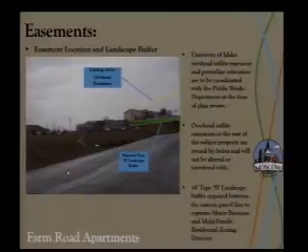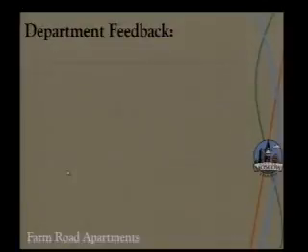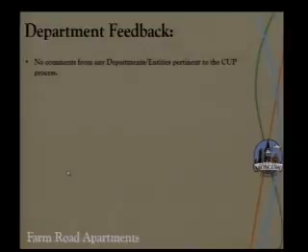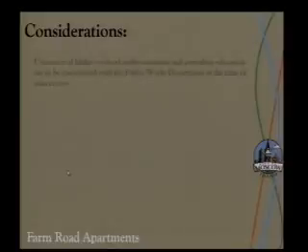And there's also, because of the separation of boundaries from a motor business to an R4 residential district, a 14-foot type B landscape buffer required between the eastern parcel line and the multifamily residential. Departmental feedback: there were no comments from any departments or entities pertinent to the CUP process.